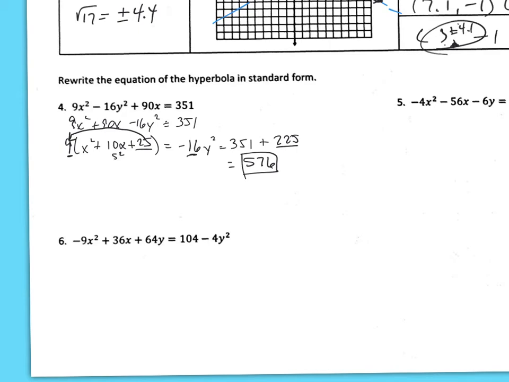We will not have any that do not divide evenly, so that's a good way to check if you've done the numbers correctly. So then we have 9 times x plus 5 quantity squared minus 16y squared, and now of course we go back and divide everything by this 576. So we get x plus 5 quantity squared on top of, now remember, 576 divided by 9, that'll give you 64, minus y squared, 576 divided by 16, that's 36, equals 1.